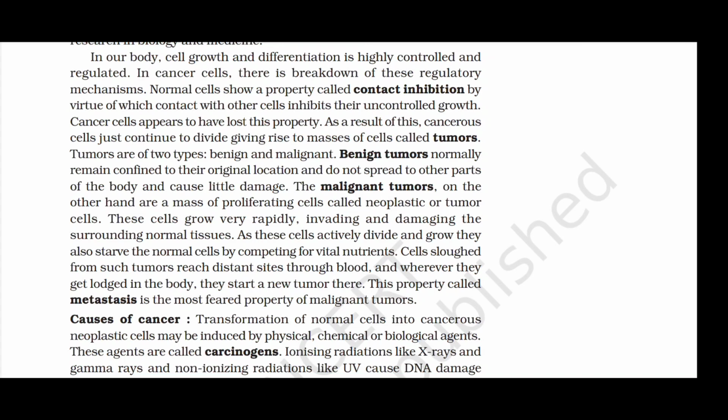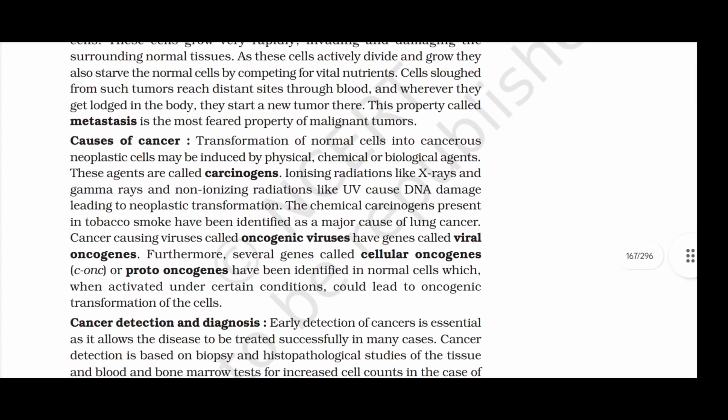Causes of cancer. Transformation of normal cells into cancerous neoplastic cells may be induced by physical, chemical, or biological agents. These agents are called carcinogens. Ionizing radiations like X-rays and gamma rays and non-ionizing radiation like UV cause DNA damage, leading to neoplastic transformation. The chemical carcinogens present in tobacco smoke have been identified as a major cause of lung cancer.